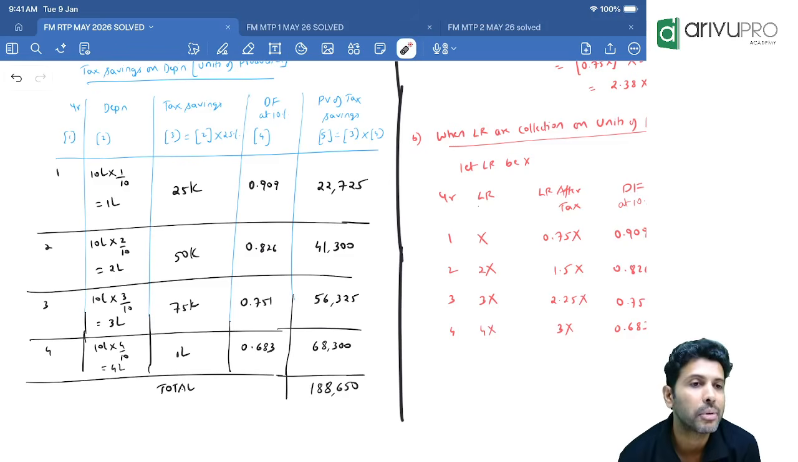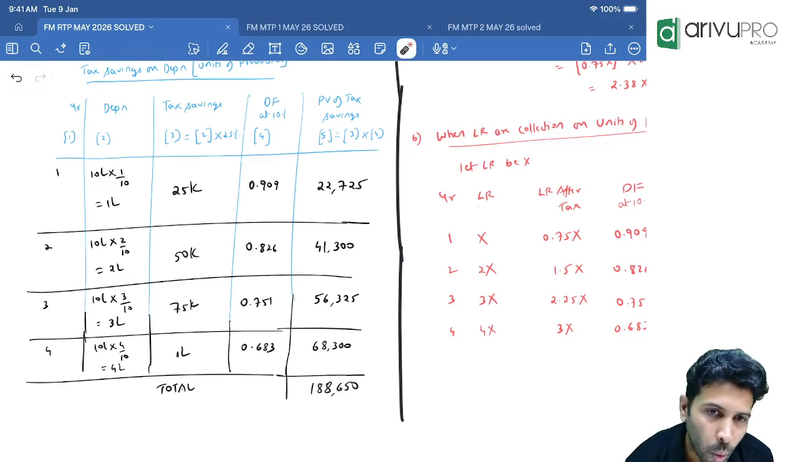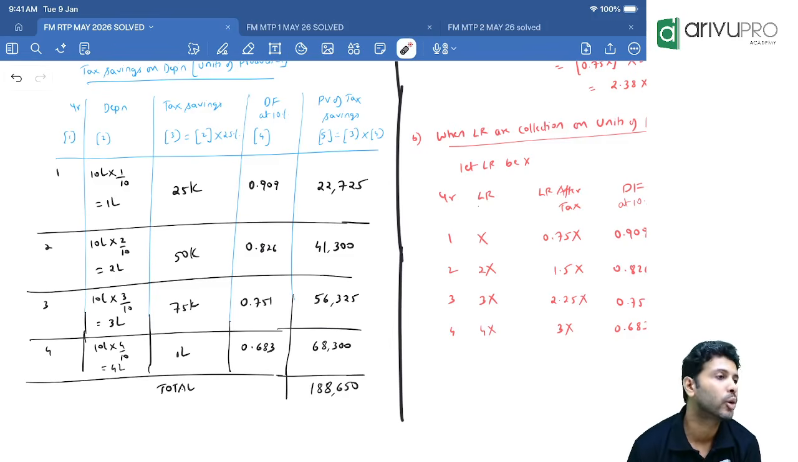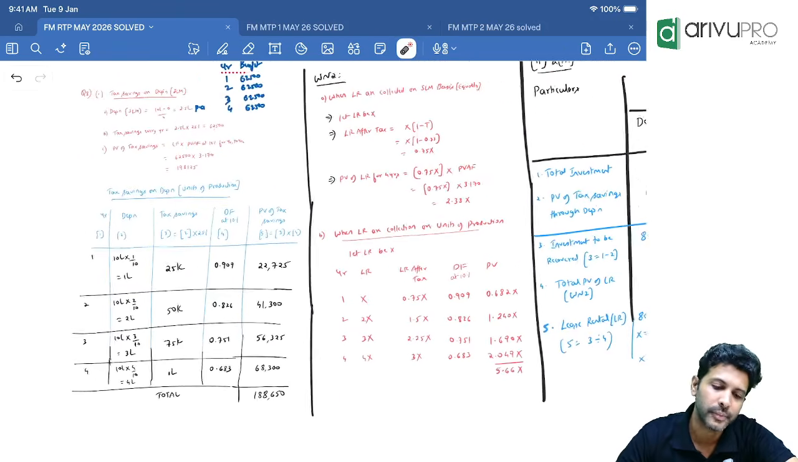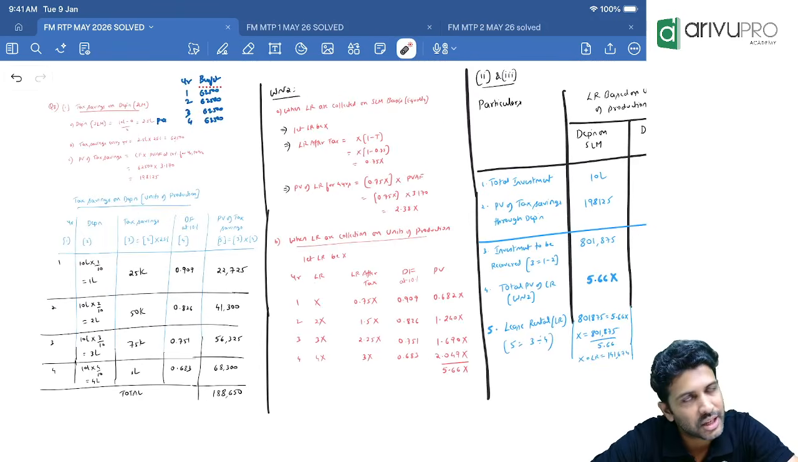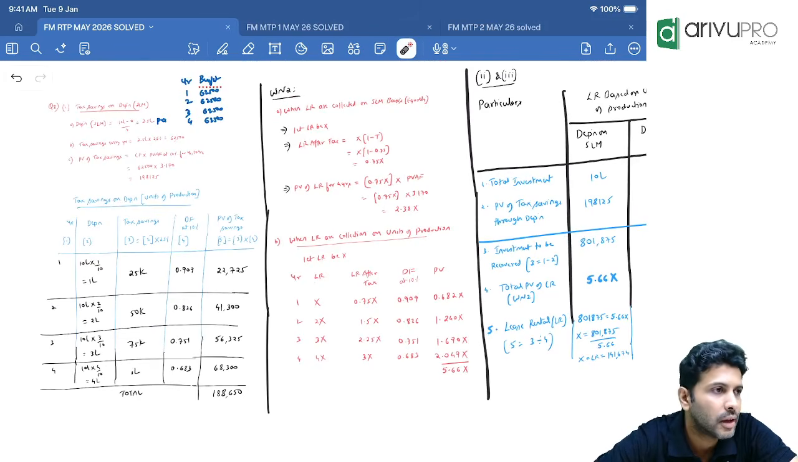Any doubt in that number? That is what they asked: what is the benefit you will get due to depreciation under straight line method as well as units of production? Observe. We will go over here. This is one main. Everybody okay?